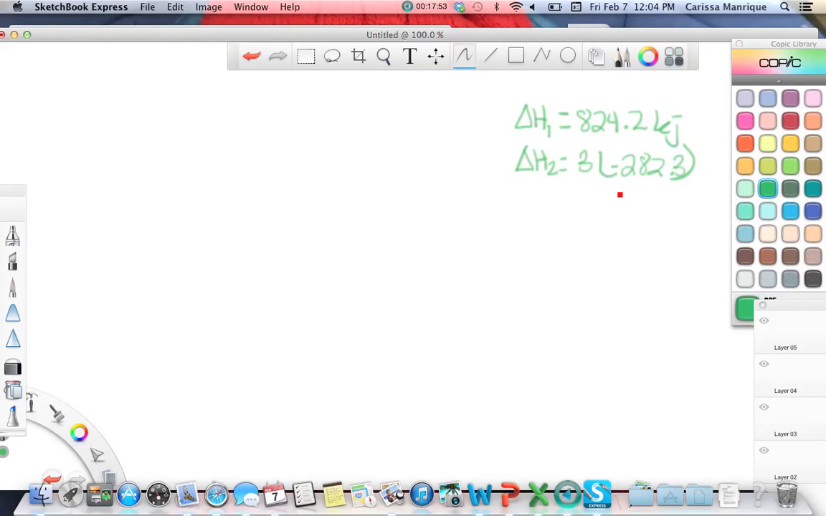So now that I've manipulated the products, now I can add these together to get the delta H I'm trying to get. We'll say our delta H final, because I've manipulated it to do that. So if I do 824.2 plus 3 times negative 282.3, we will get negative 239 kilojoules approximately. Kilojoules. Okay?